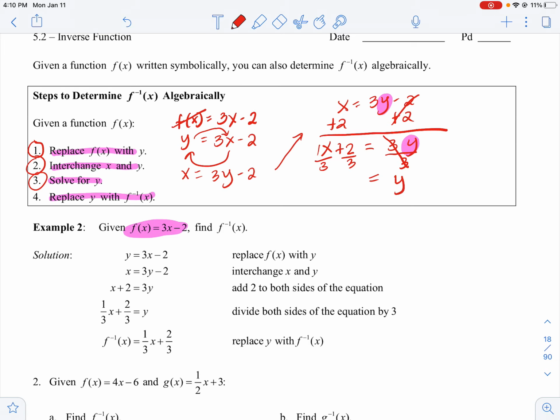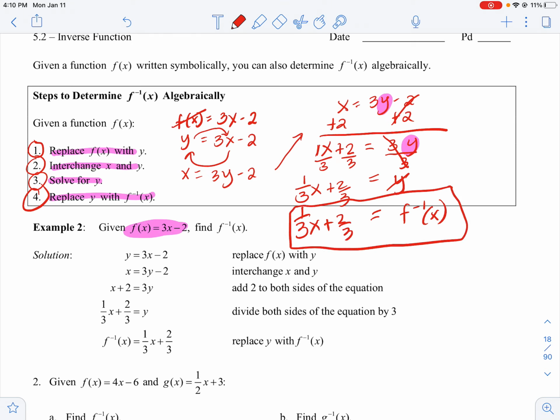And then remember, this is 1x, right? The x is never alone, so we always have a coefficient. Because we don't see any, it means that it's just a 1. So that will translate into 1/3 x plus 2/3. So we've already solved for y. Last step is to replace y back to f inverse of x. So our final answer would be 1/3 x plus 2/3. So the inverse of 3x minus 2 is 1/3 x plus 2/3.